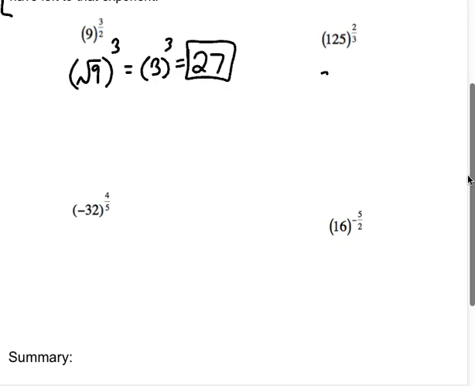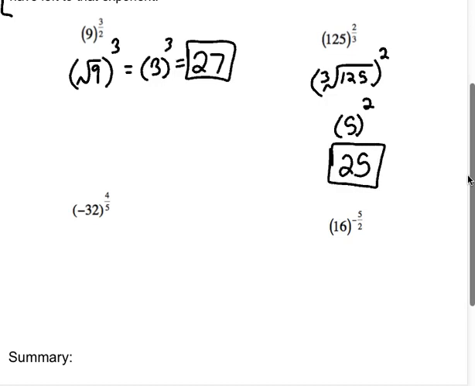So here we have the cube root of 125, the bottom is the root, the top is the exponent. The cube root of 125 is 5. 5 squared is 25. So 125 to the 2/3 power is 25.